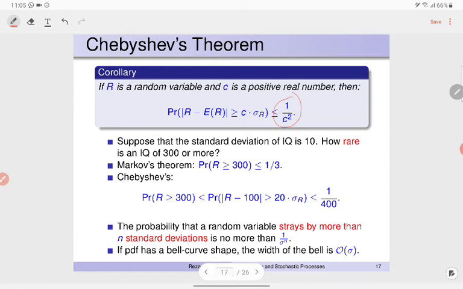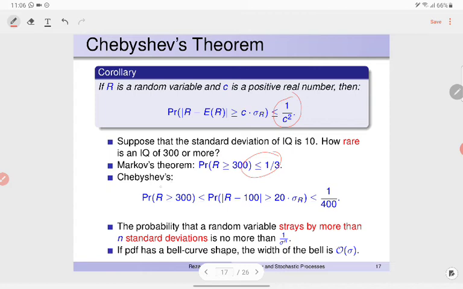Let's see an example. Suppose that the standard deviation of IQ is 10, and we know that IQ has a mean of 100. How rare is an IQ of 300 or more? If the only thing that we know is the average of the IQ, we have already seen previously that the probability that someone has an IQ of more or equal to 300 is less or equal to 1/3. But what if we now also know the standard deviation?